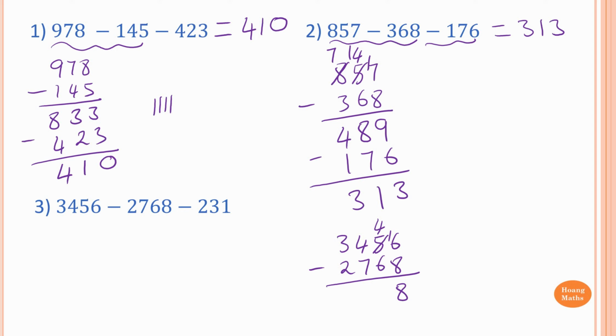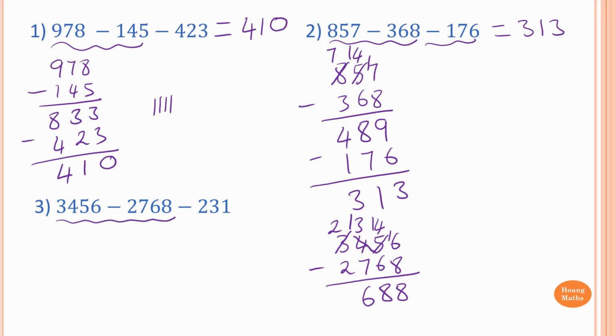And then 4 take away 6, we cannot do that, so we borrow 1 from this 4 here, so this becomes 3, and this becomes 14. 14 take away 6, so 10 take away 6 is 4, you add 4 is 8. Otherwise, you can use 6, you count all the way up until you reach 14, and then use your finger, okay? So 3 cannot take away 7, we borrowed 1 from 3, so that becomes 2, that becomes 13. 10 take away 7 is 3. You add 3 is 6. And then 2 minus 2 is 0. And this is done.